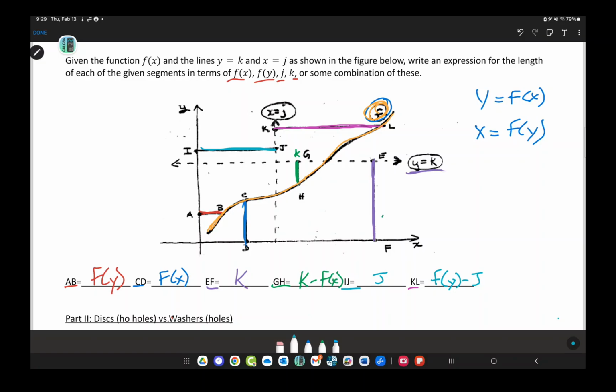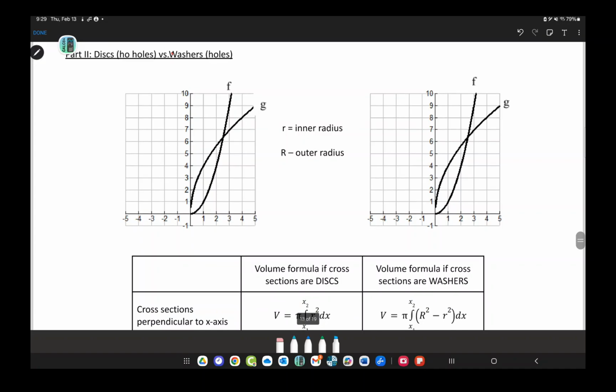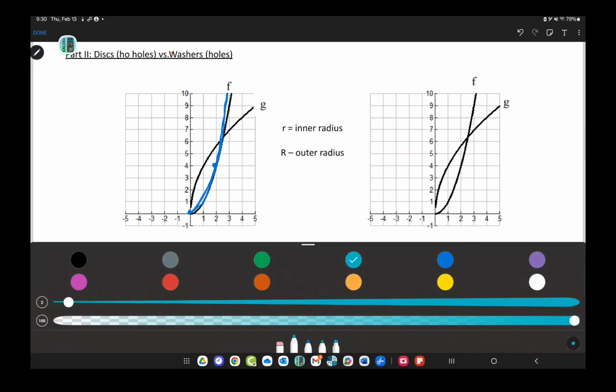Let me show you here. We'll make it real simple. Let's just say I'm taking f here and I'm going to rotate this function. We'll go from 0 to 2, and I'm going to rotate this around the y-axis. So I'm rotating this around x equals 0.